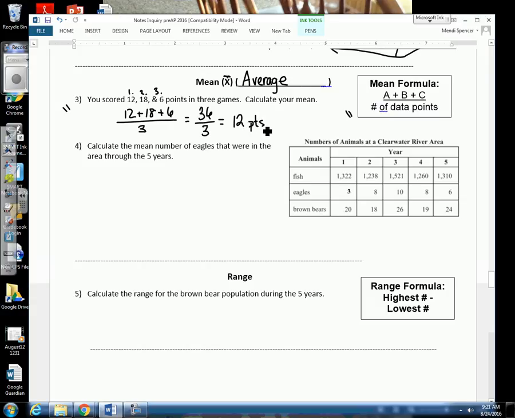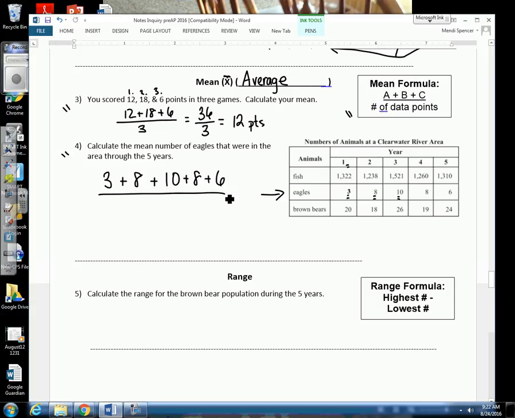Now let's relate that to data that we would maybe collect if we were doing an experiment related to biology. So here we are monitoring the number of animals in a river area. It says calculate the mean number of eagles that were in the area through the 5 years. Looking at this table, we can see year 1, they observed 3. And then year 2, there was 8, and so on. We want the average number that was there throughout those 5 years. We're going to add up these numbers. We have 3. I'm looking at this part of the table. We have 8, 10, 8, and 6.